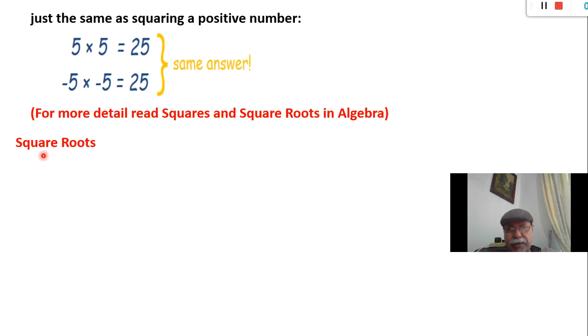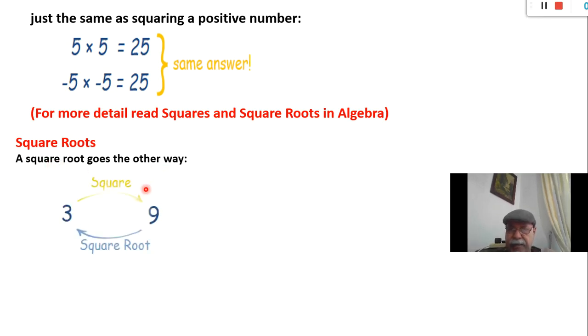The original number is the number that comes from multiplying a number by itself. Now we get the square root going the other way, like this exactly.